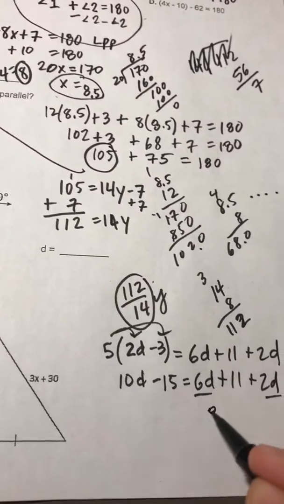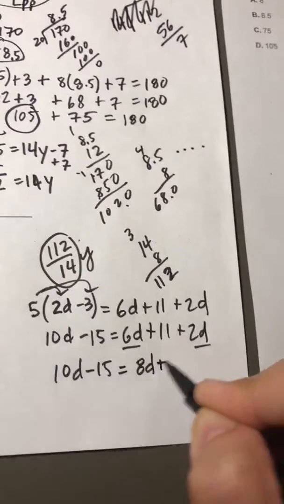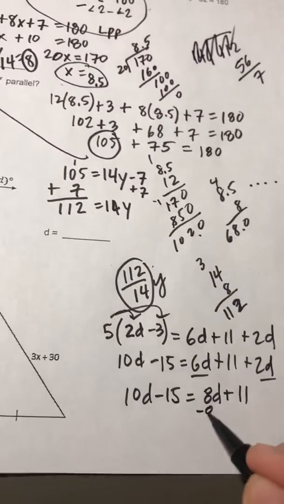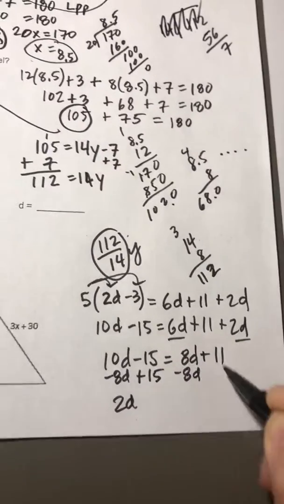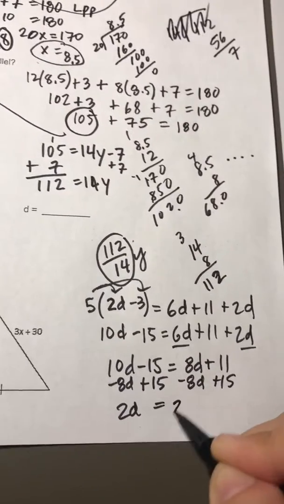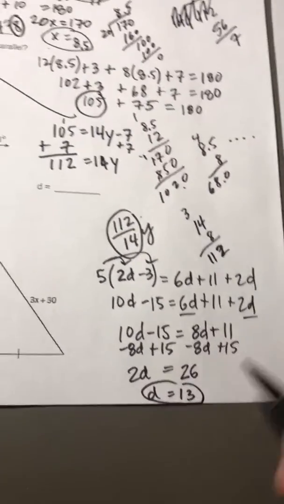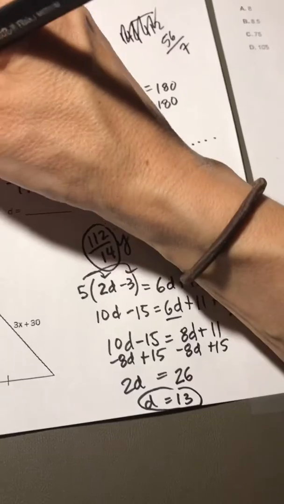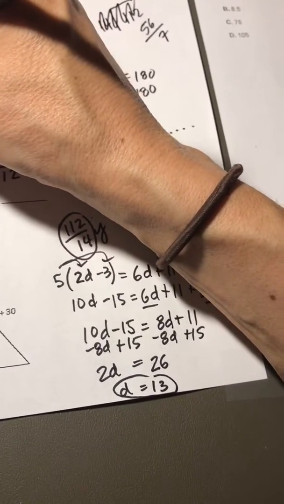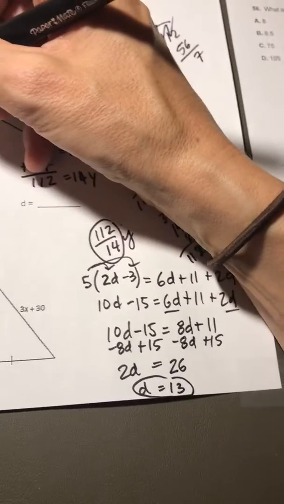So these would combine to give us 8d. This would subtract, give me 2d. And so d I get is 13. Now, it's close to the test, so I should plug this back in just to be sure. 2 times 13 is 26. Take away 3 is 23. And so my answer is 5 times 23.